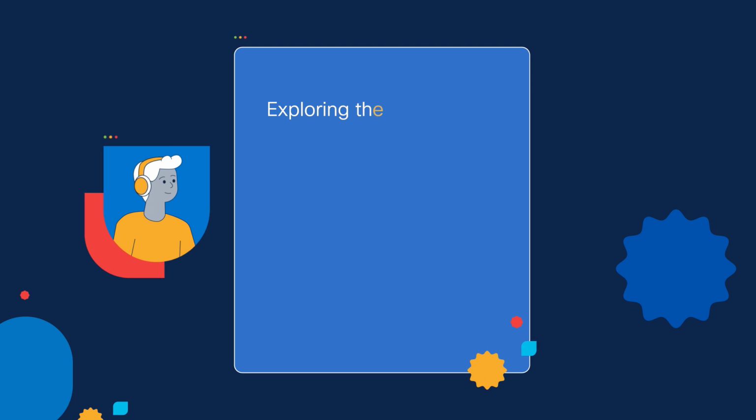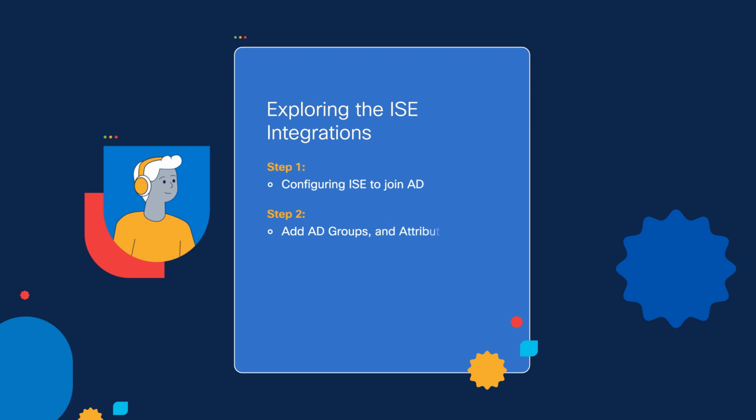In order to integrate the Cisco ISE into Active Directory, we need to go through 3 steps. On the first step, we're going to configure the ISE box to join Active Directory. On step number 2, we will add the groups and attributes from Active Directory into ISE to use for policy enforcement. On step number 3, we will show you the results by creating a policy set using the newly created integration with Active Directory.